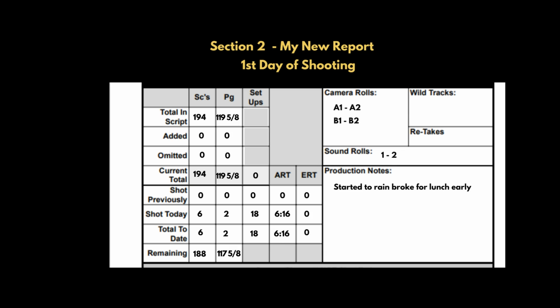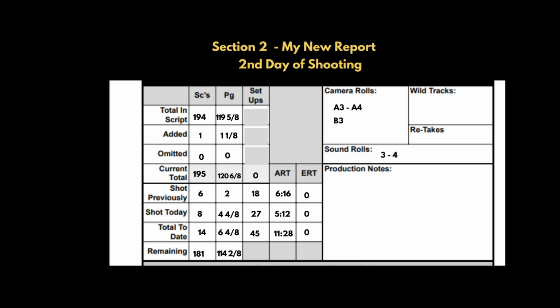Now, to date, we're going to just bring those numbers down because we don't have any previously shot to add. So we're just going to move those numbers down, and then we're going to subtract those numbers, the scenes and the pages, from the current total. So 6 from 194 is 188, and 2 from 119 and 5/8 is 117 and 5/8. So those are our new totals. Now let's look at our day two.